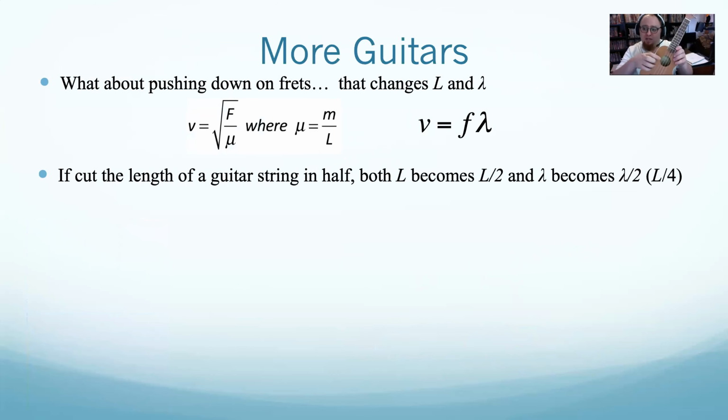You see, if I just strum this and I'm not doing a harmonic like I talked about before, what happens is I will always have a wave with a wavelength of twice the length of the string. When you play a guitar and push down on the fret, to go from here to there, what I'm doing is I'm cutting the length of the string in half. I'm going from this length to this length. But I'm also cutting the wavelength in half. I'm going from this wavelength to that wavelength.